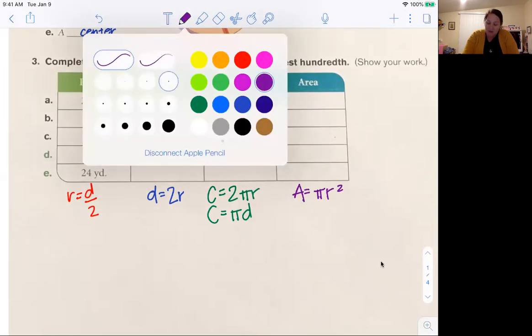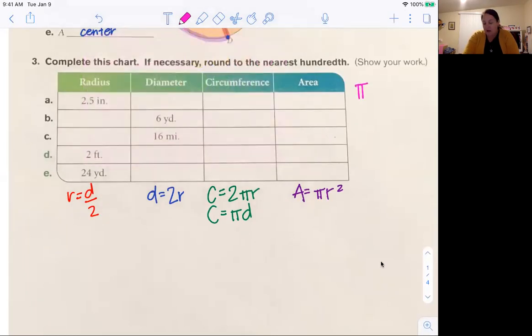Now, that brings me to a question. What is pi? Pi is 3.14, or when we're dealing with mixed numbers and fractions that are repeating decimals, we want to use this one, 3 1/7. But I don't see any here today. So when we do radius or we do pi today, we're going to use 3.14.